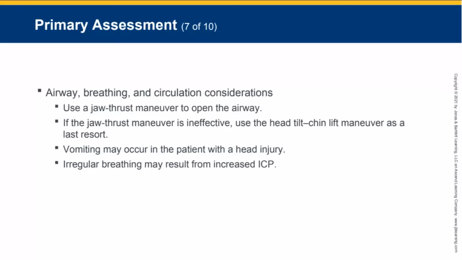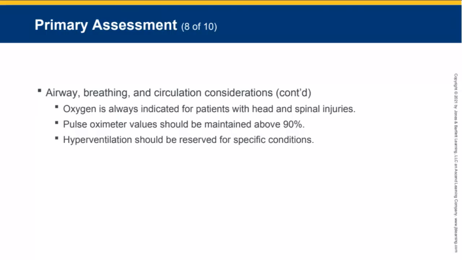Elevated blood pressure, bradycardic pulse, slow breathing. Oxygen is always indicated for patients with head and spine injuries. Pulse oximeter values should be maintained above 90%. Do not allow these patients to go below 90% because it will affect the entire brain. So they need to have good cerebral perfusion, or perfusion of the brain.